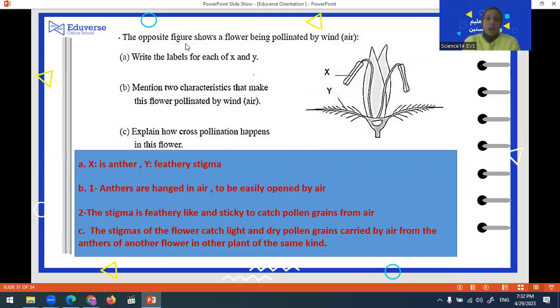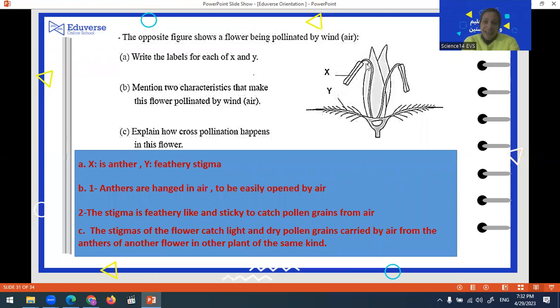exercises here. The opposite figure shows a flower being pollinated by wind. Write the label for each of the X and Y. For example, X will be the anther, excellent. Y is the feathery stigma, and we're going to notice that these two features are very important if the pollination will happen by the wind or the air.